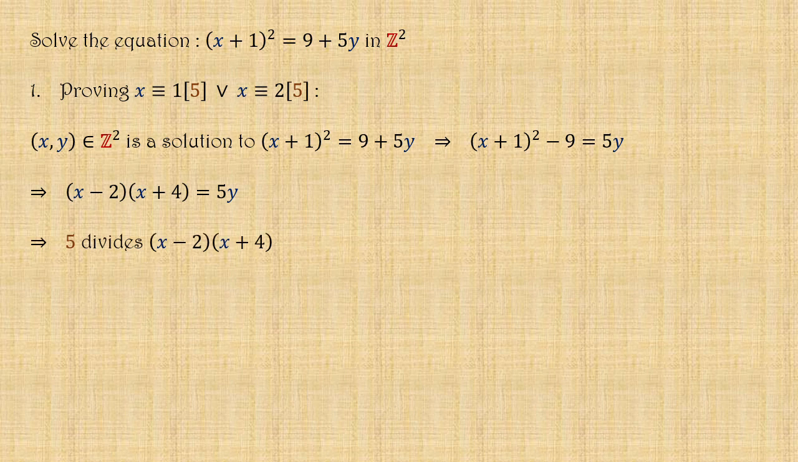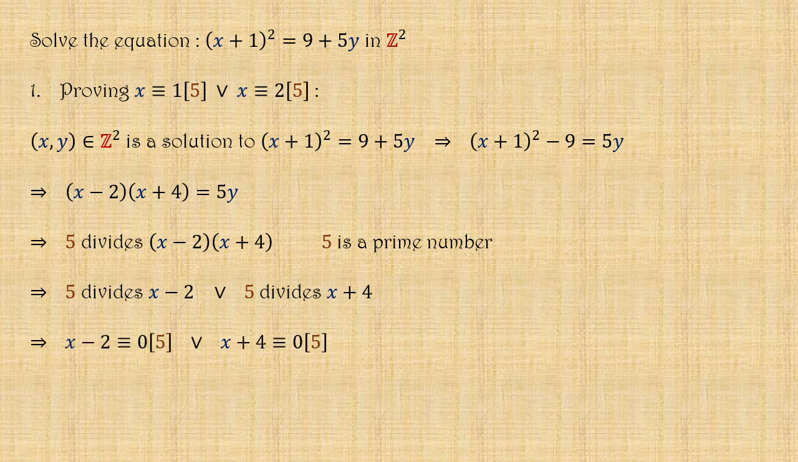And this means that 5 divides (x - 2)(x + 4). But as the number 5 is a prime number, we can deduce that either 5 divides x - 2, or 5 divides x + 4. So we would have either x - 2 congruent to 0 modulo 5, or x + 4 congruent to 0 modulo 5. And this means that either x is congruent to 2 modulo 5, or x is congruent to 1 modulo 5. And this is the final result of our first step.